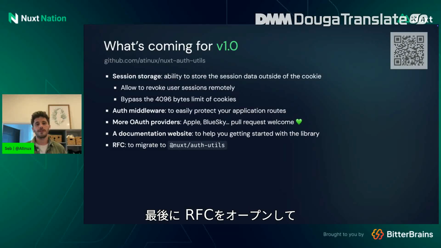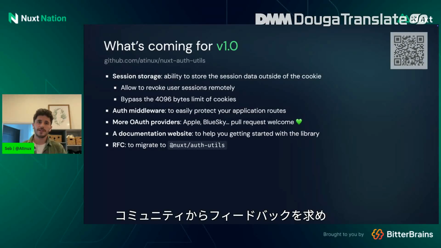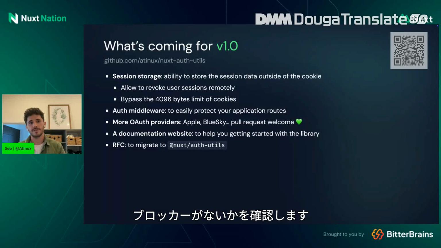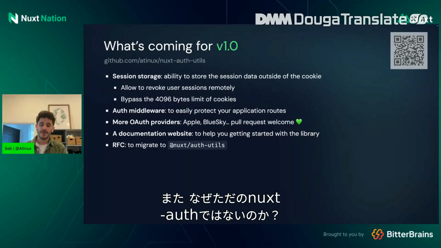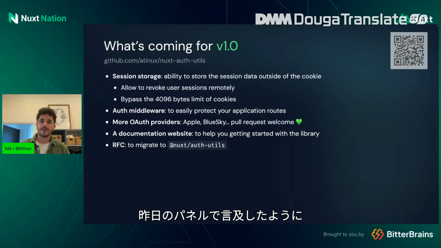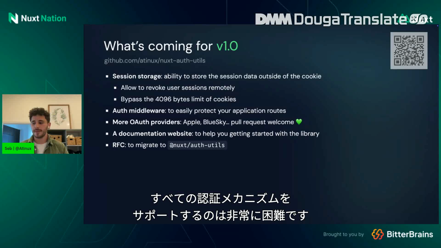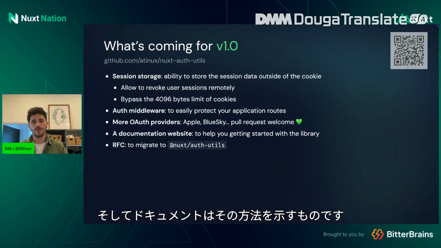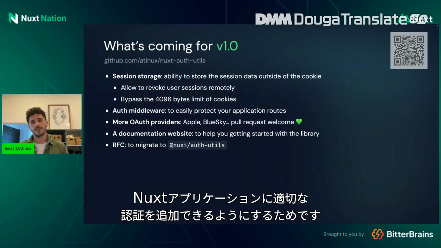And lastly, I will open an RFC to ask the community about the feedback and if there is any blocker for you to see before migrating to @nuxt/hotutils. Also, why not just Nuxt Hot? Because, like I mentioned in the panel yesterday, it's very hard to support all the hot mechanisms. I believe providing the right utils, the right recipes and documentation is the way to go to let you add proper authentication to your Nuxt application.